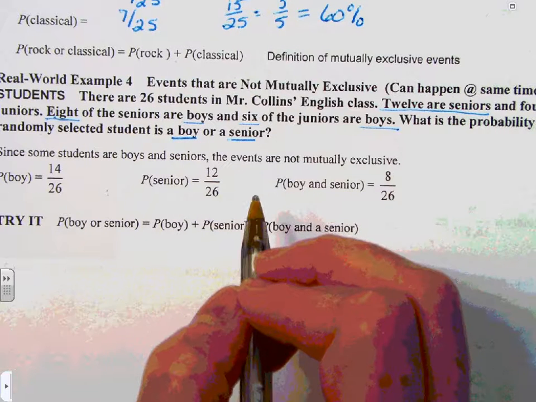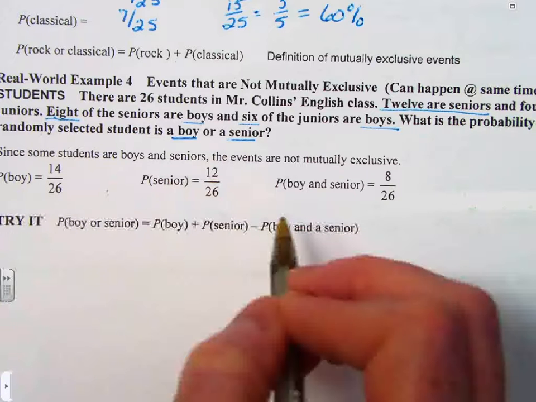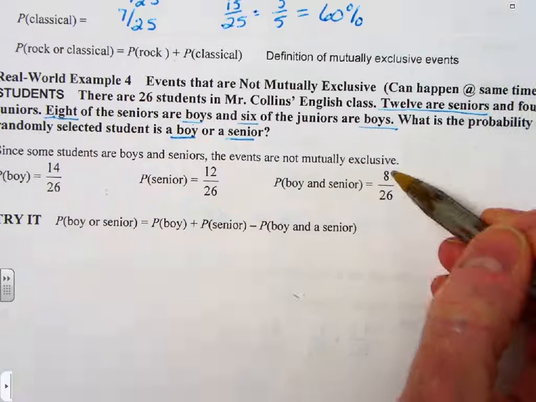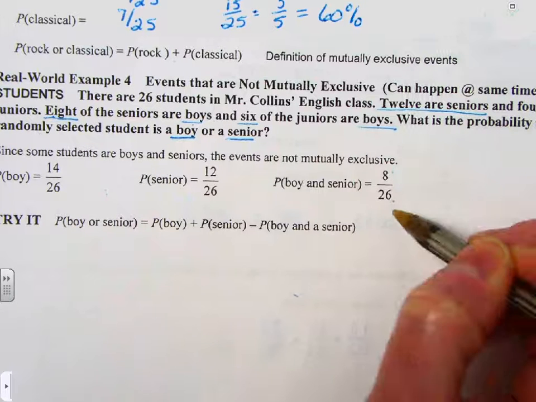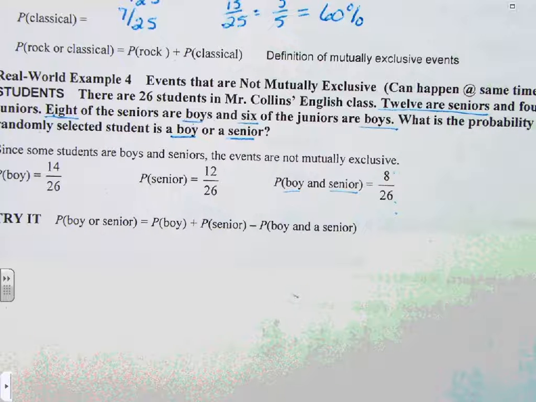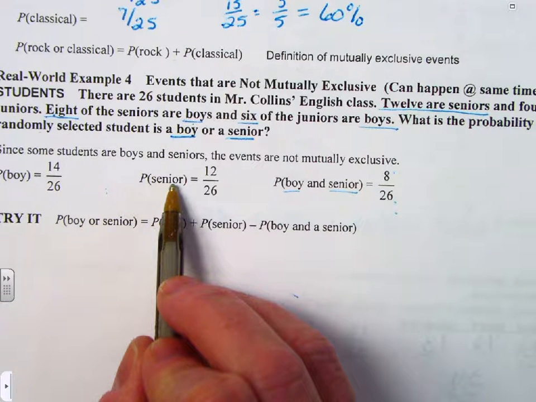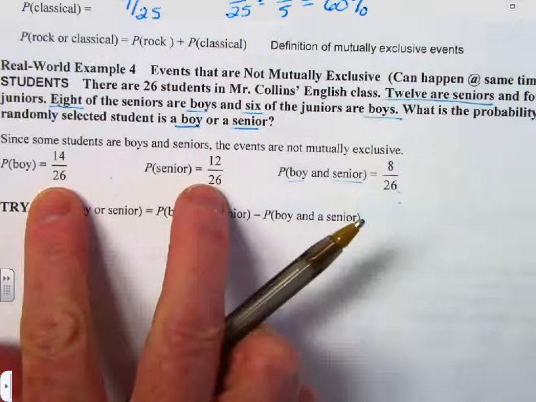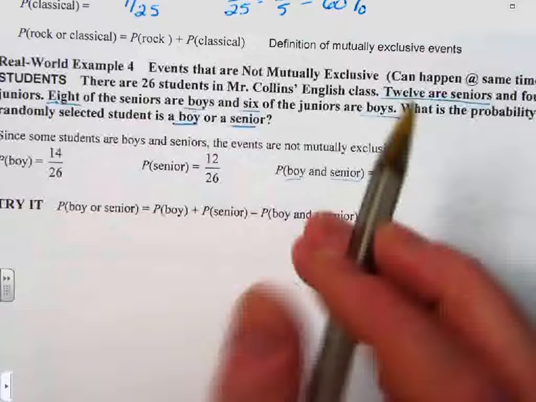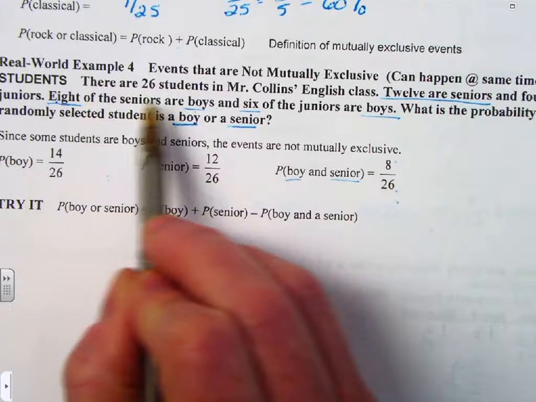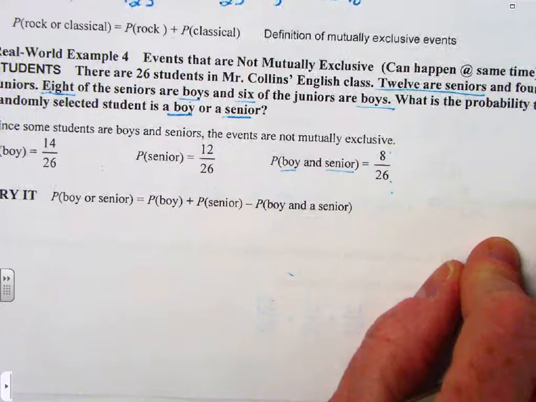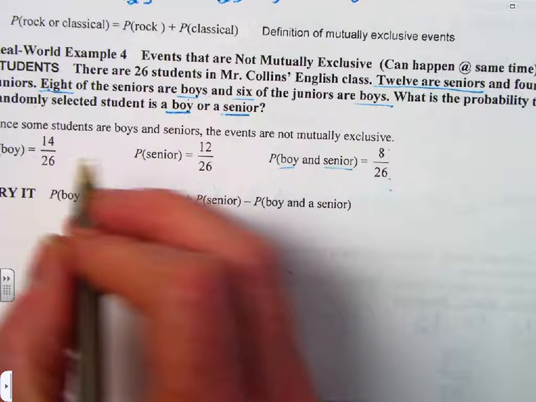Now, we have to remove anybody who was in the category as a boy and a senior. It says here, 8 of the seniors are boys. So there were 8 boys and seniors out of the total 26. This category was boys. This category was seniors. These guys were already counted into these two groups. I need to remove anybody that was counted in both groups. So I need to remove those 8 from the class of 26 because I've double counted them. So I'm going to take this number and then subtract this number.